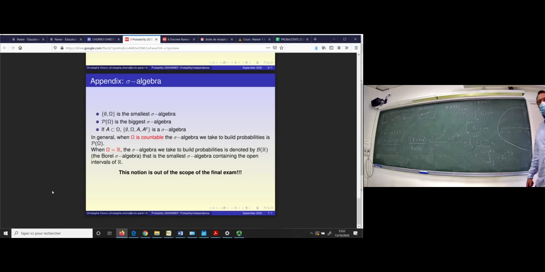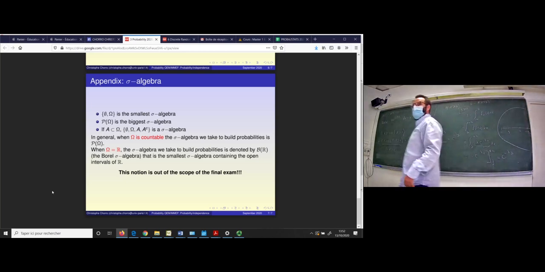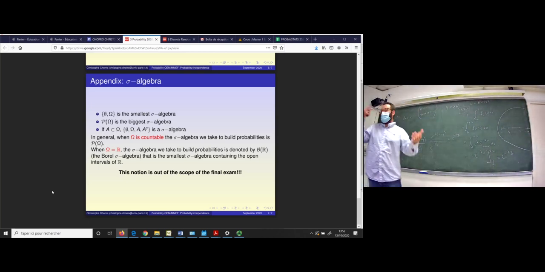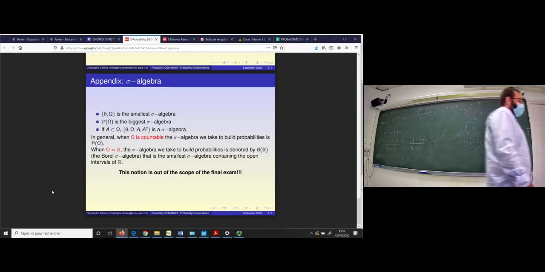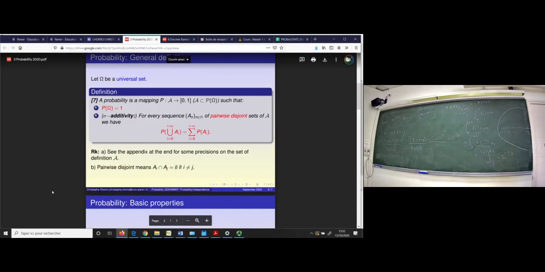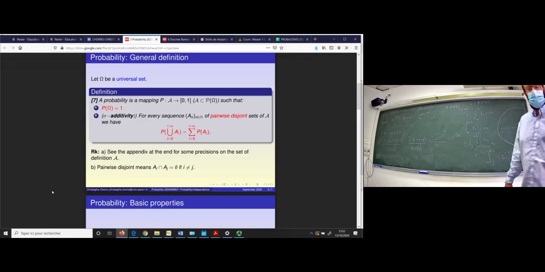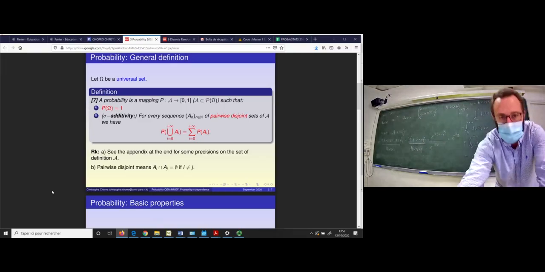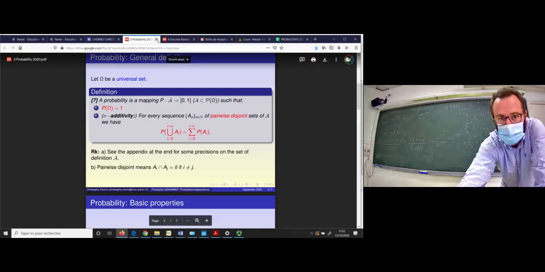So thank you for this translation. It's with the mask, so it's better to be clear. P of omega is always 1. It's part of the definition of what a probability is.